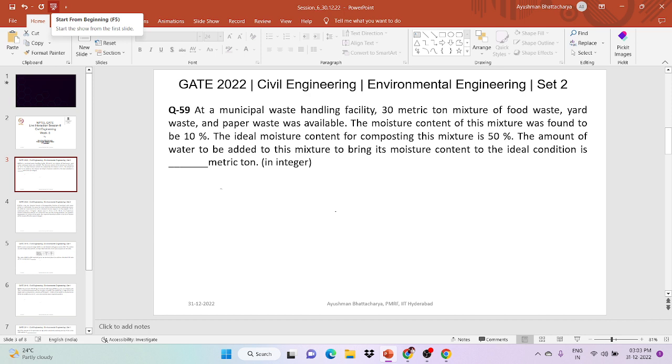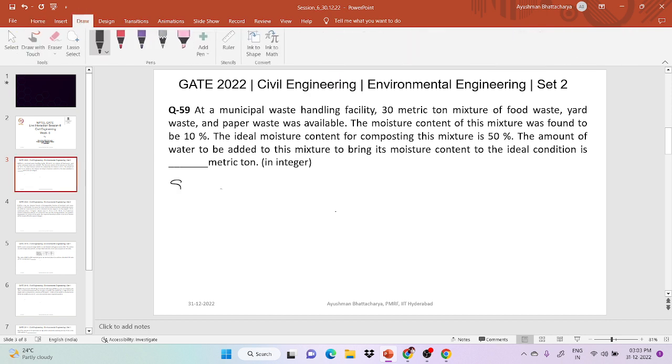So they are asking how much water we need to add to get the ideal condition for composting, which is 50%. Let's first write the given data.